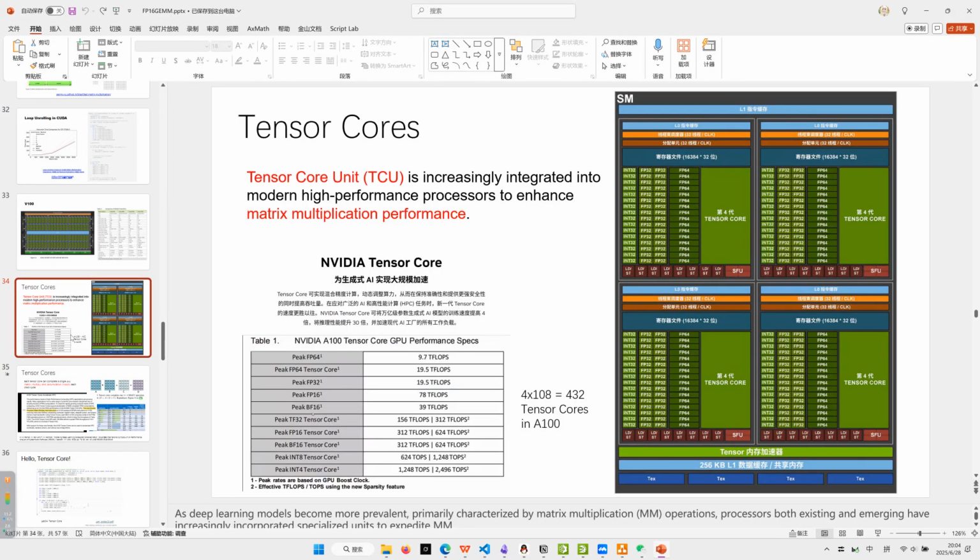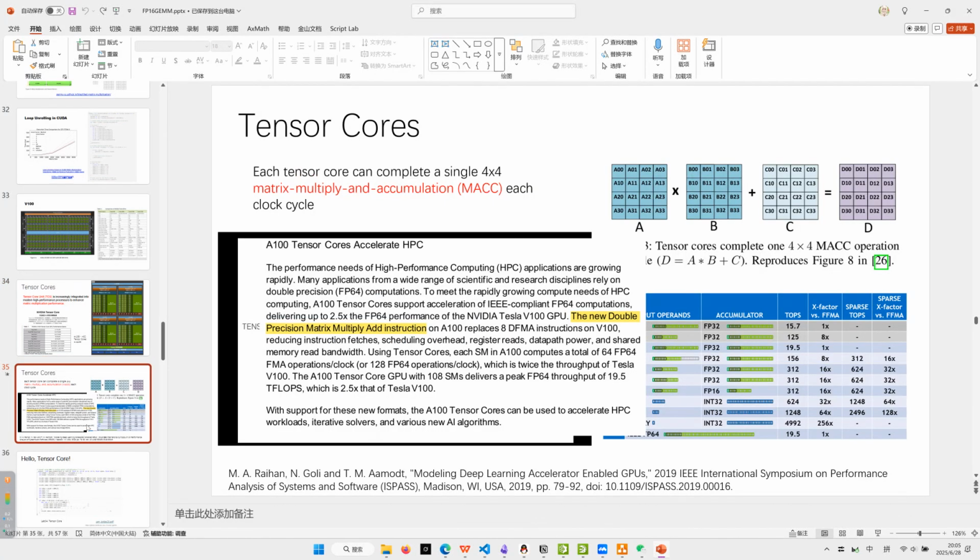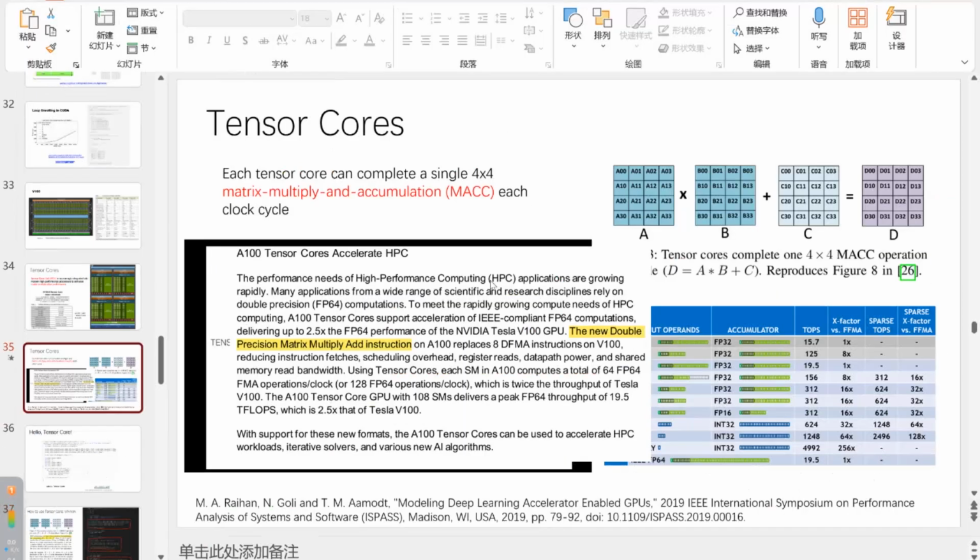Now, to introduce the tensor cores, I will tell you that tensor cores are increasingly integrated into modern high-performance processors to enhance matrix multiplication performance. Although FP16 and FP32 are very important, people found that most of the computation is still matrix multiplication. So they tried to invent the tensor core to do the matrix multiplication. And what can the tensor core do? Let's see the slide here.